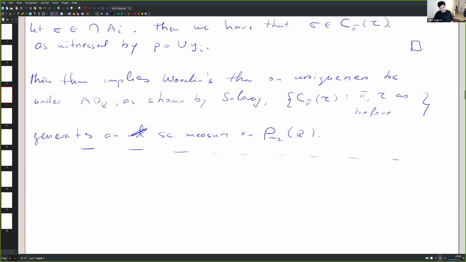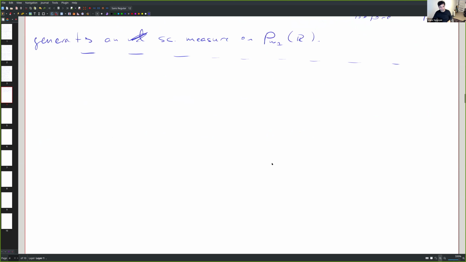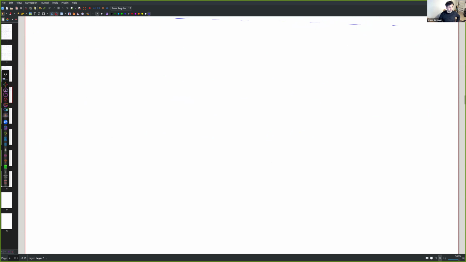Okay, so then we have a few minutes. And we started like 5 minutes late. So why don't I do at least one application of supercompactness? So let's try to prove Woodin's theorem.